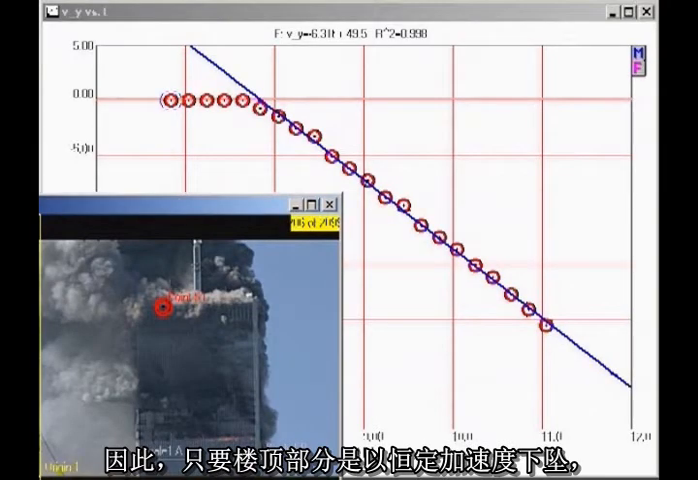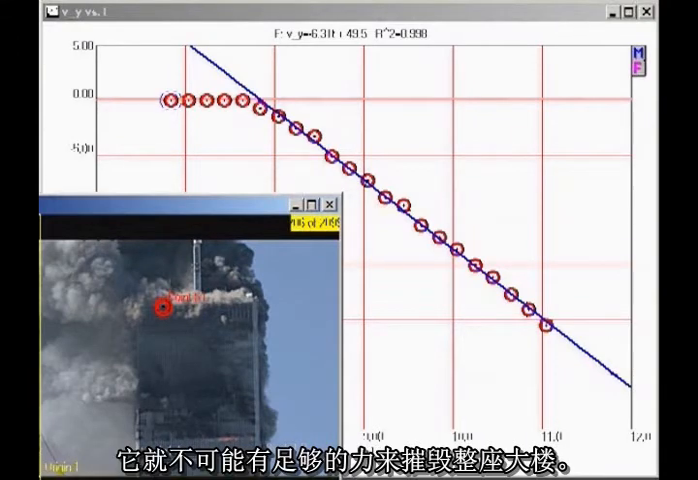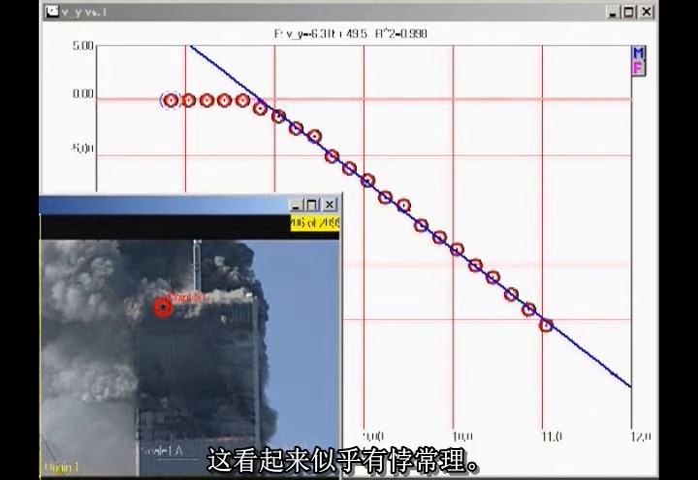Therefore, as long as the top section of the building is in uniform downward acceleration, it cannot possibly be providing sufficient force to destroy the building. This may seem counterintuitive to you.